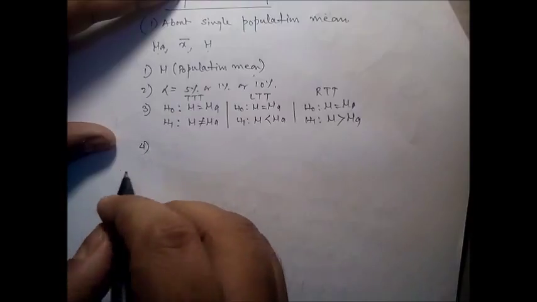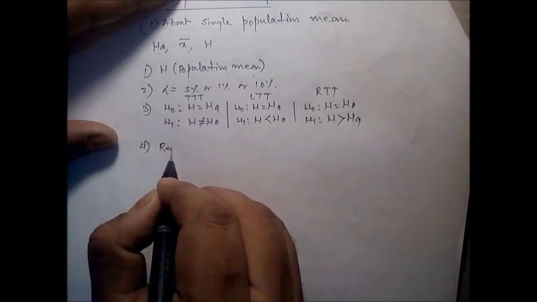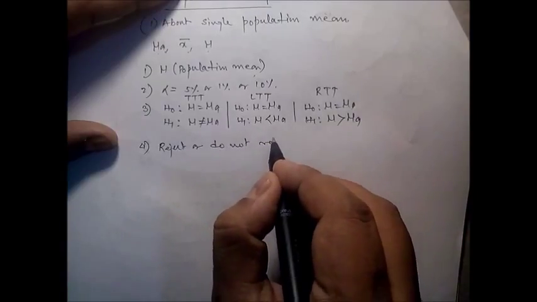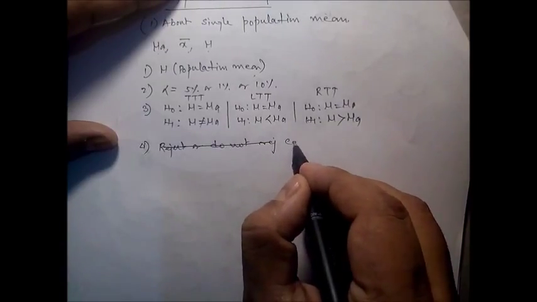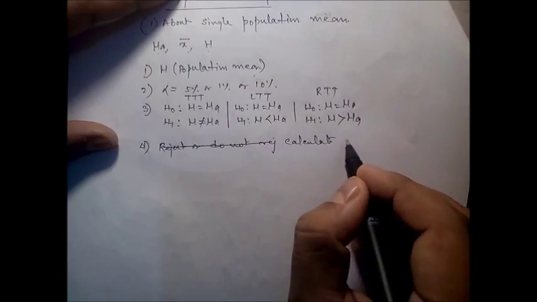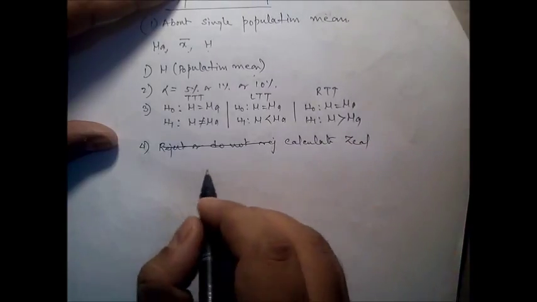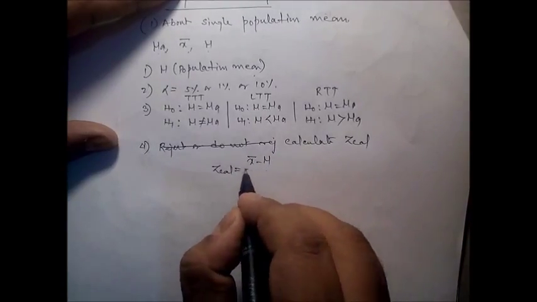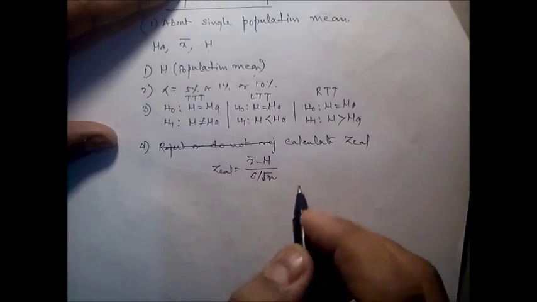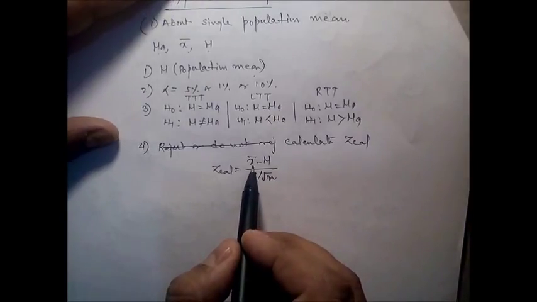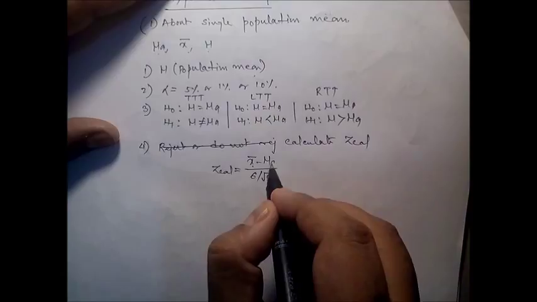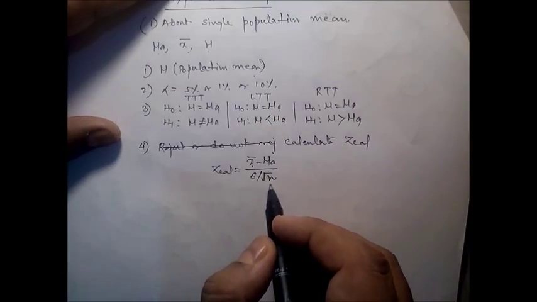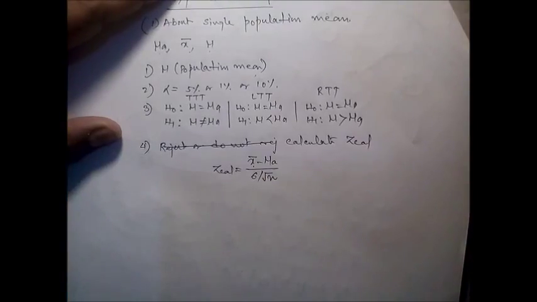Then reject or do not reject. But before that, calculate the Z statistic. The Z calculation is x bar minus mu A divided by sigma by square root of n, where x bar is the sample mean, mu A is the assumed mean, sigma is the standard deviation, and n is the sample size.